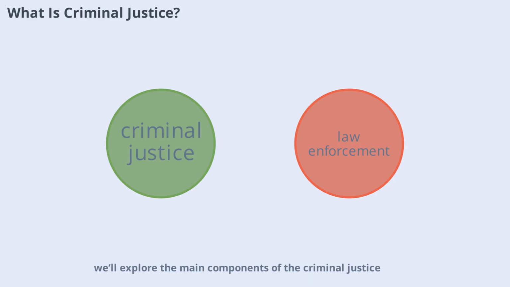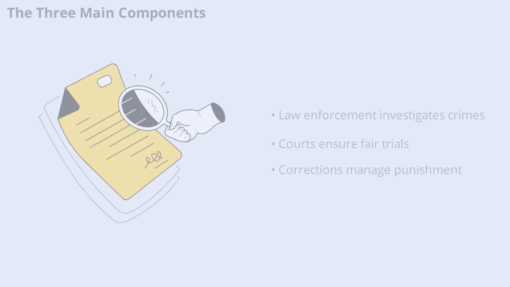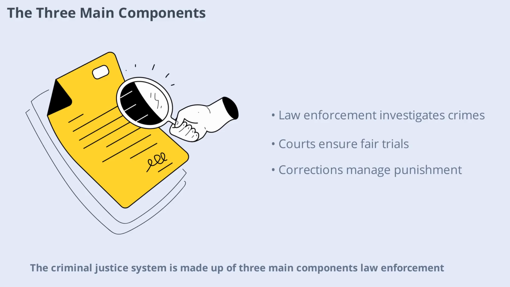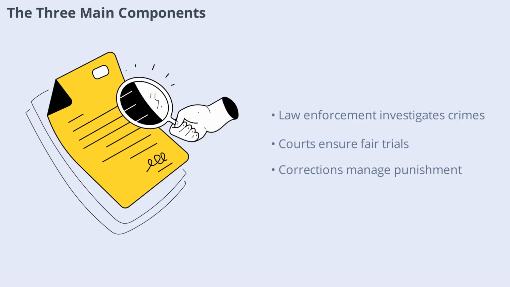In this video, we'll explore the main components of the criminal justice system and how they work together to uphold justice. The criminal justice system is made up of three main components: law enforcement, the courts, and corrections. Each plays a unique role in the process. Law enforcement investigates crimes and makes arrests. The courts determine guilt or innocence and ensure fair trials. Corrections manage the punishment and rehabilitation of offenders. Together, these components form a network that works to maintain order and deliver justice. Understanding each part helps us appreciate the complexity and importance of the system.